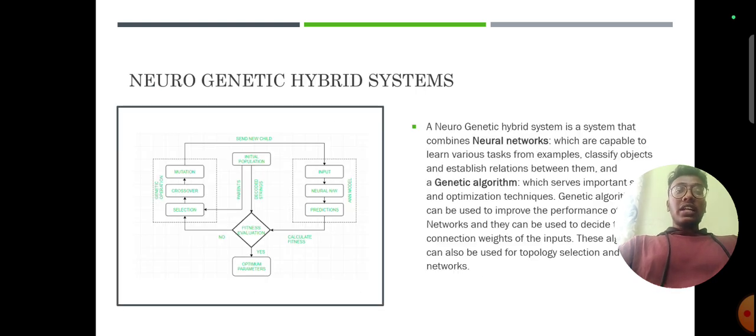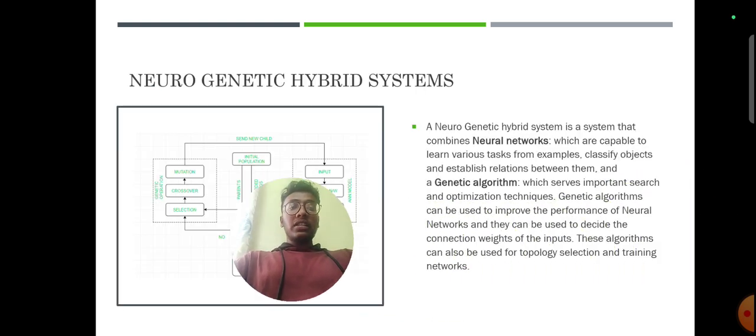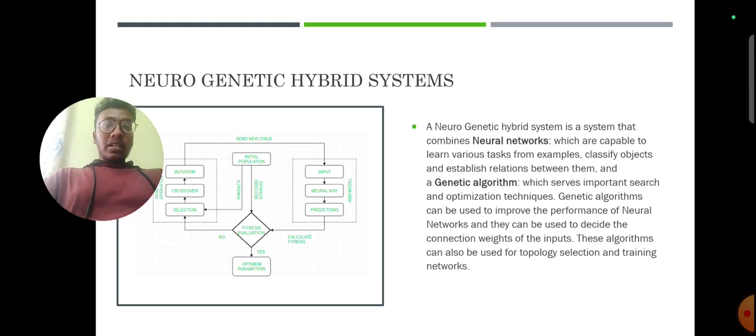And the neuro-genetic hybrid systems, this is another type in this subject. The neuro-genetic hybrid system is a system that combines neural networks, which are capable of learning various tasks from examples, classifying objects, and establishing relations between them, and the genetic algorithm, which serves as an important search and optimization technique. Genetic algorithms can be used to improve the performance of neural networks, and they can be used to decide the connection weights of the inputs. These algorithms can also be used for topology selection and training networks.